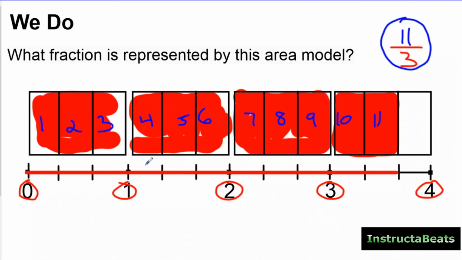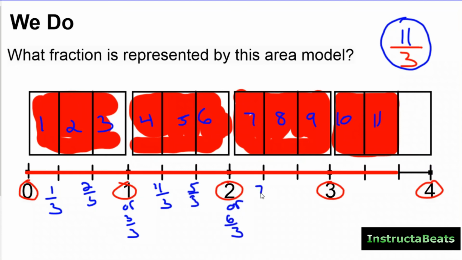And again, it's the same thing for your number line. So here's 0. This would be 1 third, 2 thirds, 1 whole or 3 thirds, 4 thirds, 5 thirds. There we go. 2 wholes or 6 thirds. This would be 7 thirds, 8 thirds, 3 wholes or 9 thirds, 10 thirds, and 11 thirds. So no matter if you show it on an area model or a number line, you still get 11 thirds for this fraction.